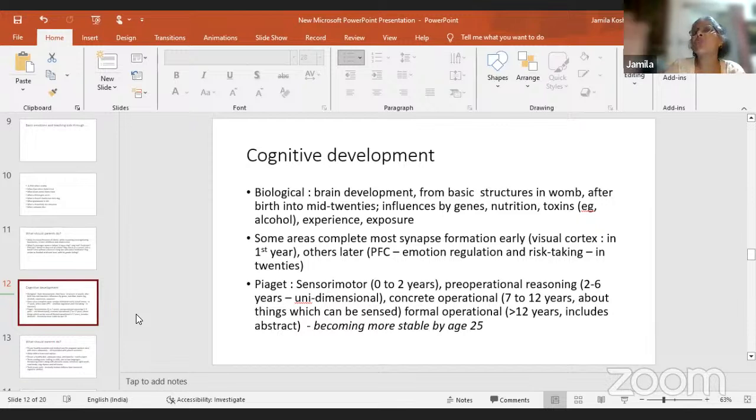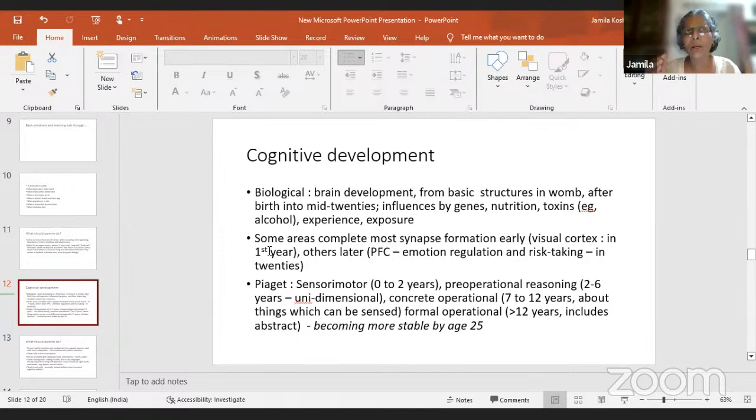In some areas, it continues to develop till maybe 5 or 6 years. The basic shape is formed. And after that, certain things don't happen. So, for instance, in the visual cortex, within the first few years, the visual areas do not learn new things anymore. But in the prefrontal cortex, that is the thinking part of our brain, it continues to grow till the 20s.